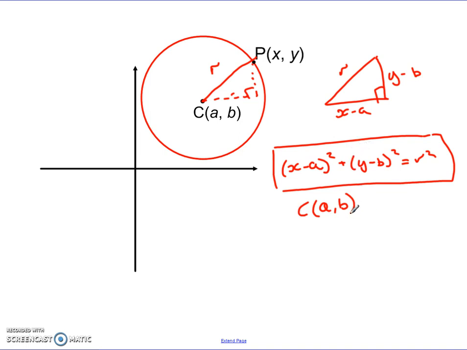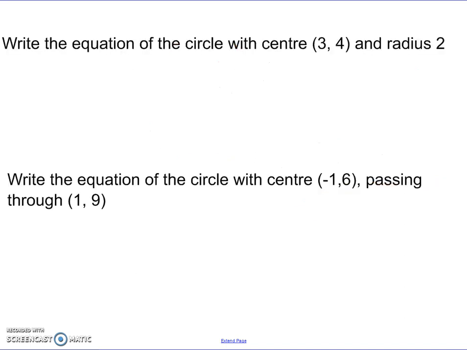But any generic point a, b, put it in here and you get the equation of your circle with the radius r squared. Let me show you a couple of examples of this.